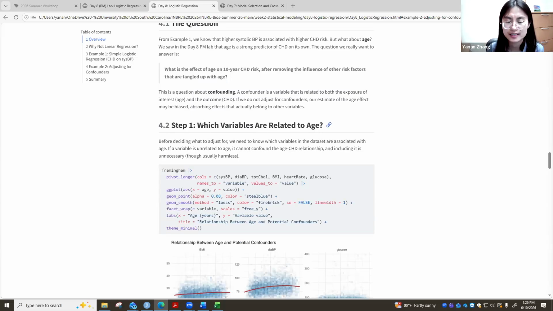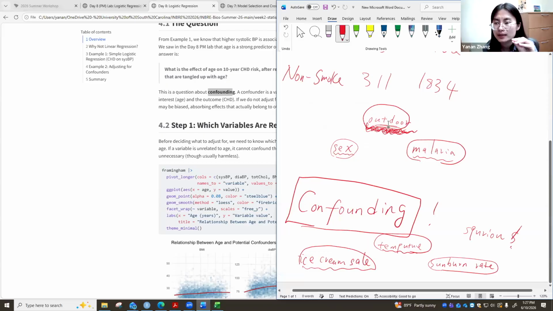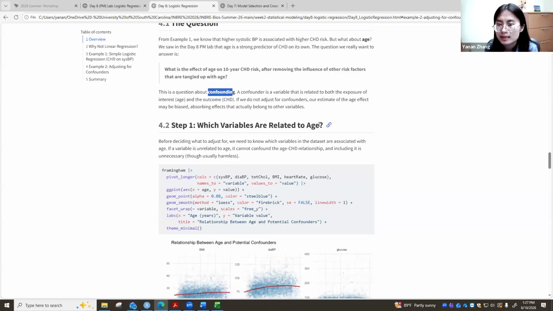All right, so the first step, we want to find out the potential confounders. How can we do that? Let's go back to the definition of confounders. Remember, confounders need to be associated with what? With the predictor and associated with the outcome. Now let's look at our data, which variables are associated with the predictor age.